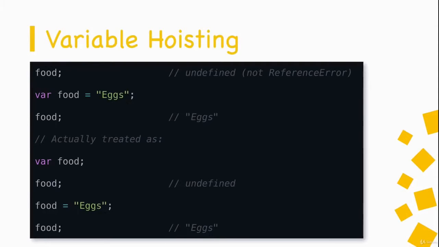So in this case, with var food equals eggs, only the var food part is actually hoisted to the top, but not equals eggs. Food equals eggs stays where it's meant to be. But the variable declaration, var food, is automatically hoisted to the top, which means if you eventually declare a variable later in your script, you can actually reference it even before you've declared it, and it will only return undefined. It will not return a reference error.